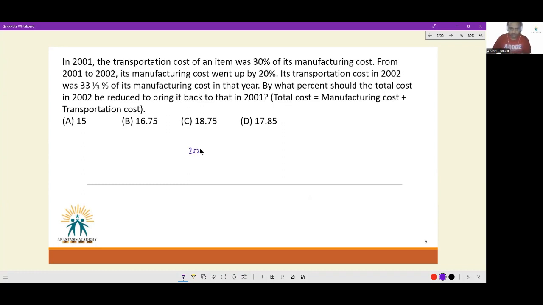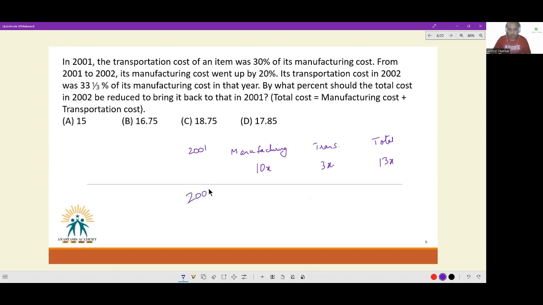In 2001, let's say the manufacturing cost and the transportation cost. So the transportation cost of an item was 30% of its manufacturing cost. If the manufacturing cost is 10x, the transportation cost is 3x, so the total cost will be 13x.